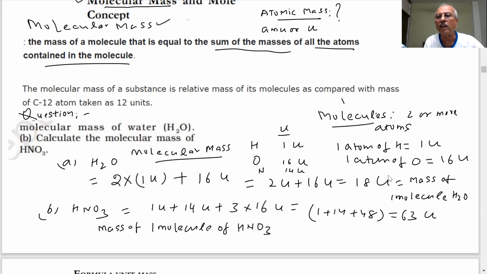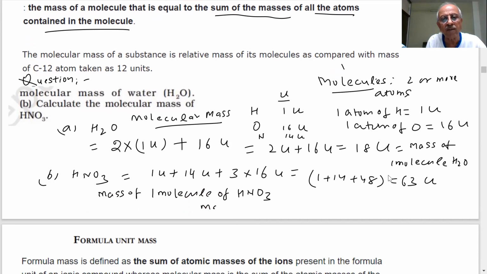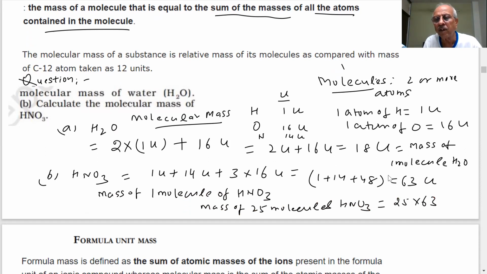If I say what is the mass of 10 molecules of HNO3, then what will be the answer? Supposing we say find the mass of 25 molecules of HNO3. What will you do then? 63 into 25. 25 into 63 U. So this is how we calculate the mass. If I say what is the mass of 1000 molecules, these are very small numbers, students. We will tell you what is important when we will be talking about mole concept. These numbers are very, very small, but this is the method how to calculate the molecular masses.